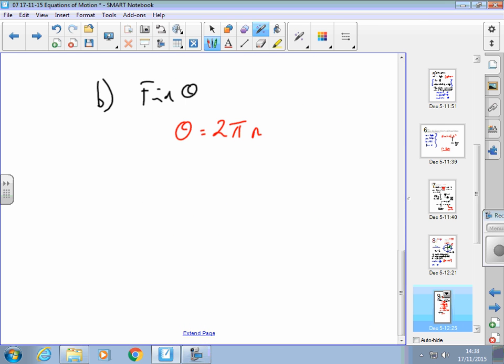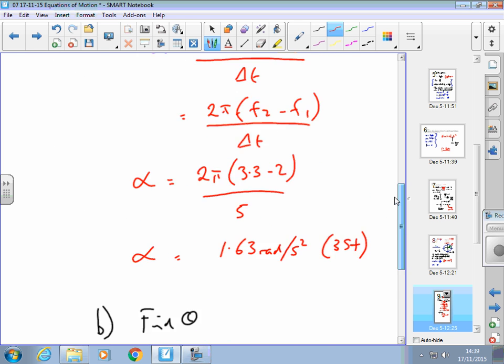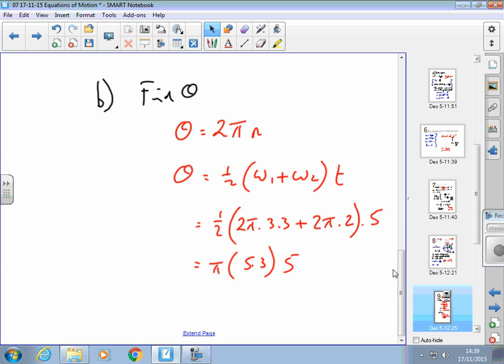So theta equals a half omega 1 plus omega 2 times the time. We know omega 1, we know omega 2, and we know the time. So we can calculate theta. Omega 1 was 2 pi. So in fact that 2 pi can come outside, but 2 pi times 3.3 plus 2 pi times 2, times the time, which is 5 seconds. But again, that 2 pi could come outside the bracket if you want. 2 pi over 2 is pi. 3.3 plus 2 is 5.3 times 5. So I can work out theta, and that will be in radians.